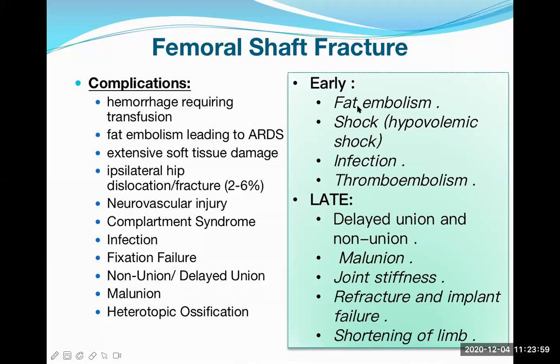Now, if I divide them into early and late complications, early can be shock, fat embolism, infection, and thromboembolism, and late would be delayed union, non-union, or malunion, stiffness of the joint, both hip as well as knee stiffness. There may be a chance of refracture and implant failure, especially in case of infection. The implant has to be taken out. We wait for the infection to heal and put it back again, and shortening of the limb. So these are some of the common complications in femoral shaft fracture.